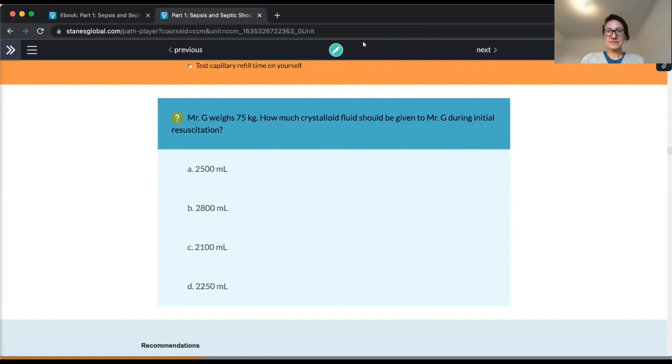Wow, wonderful. Almost everyone is answering correctly, both in the chat box and on the poll. Wonderful. So much like we said, we don't want you just to be able to recite that it's 30 milliliters per kilogram. We want you to change your practice, and that involves actually doing the calculation and ordering the crystalloid fluids. And the correct answer is D, 2,250 milliliters.